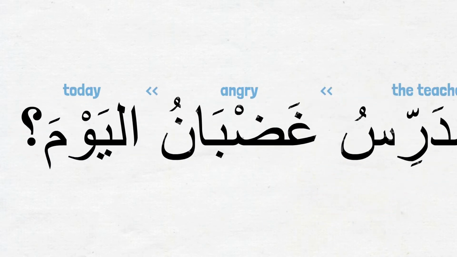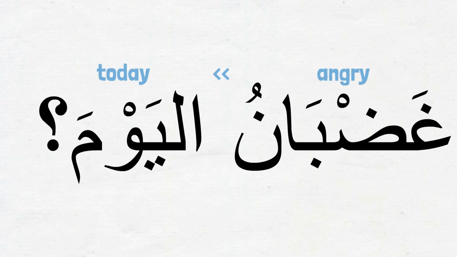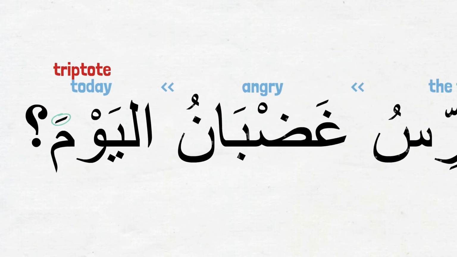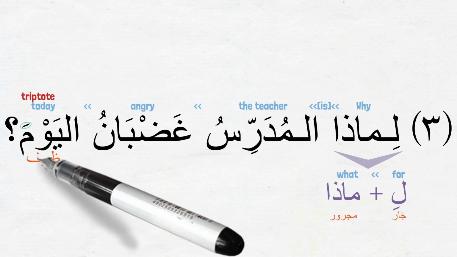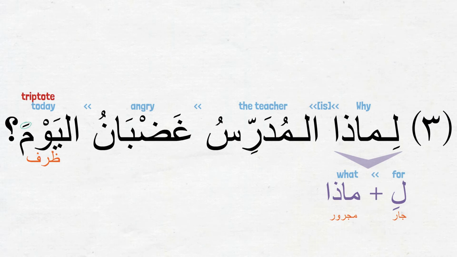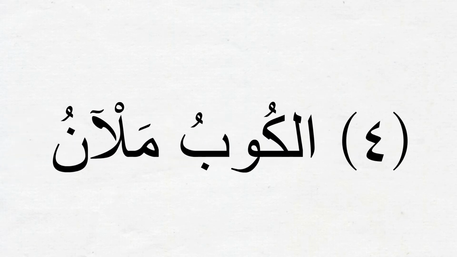Here we are seeing another new word after غضبان, the ism al-yawma, today. This is a triptote ism. It can be al-yawmu, al-yawma, and al-yawmi. So here in this sentence, it is coming as mansub with fatha ending as al-yawma. Can you tell why it is mansub? Because it is ظرف, indicating the time of the teacher being angry. That is why.